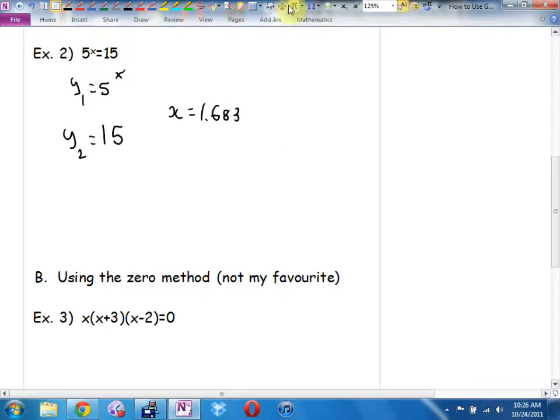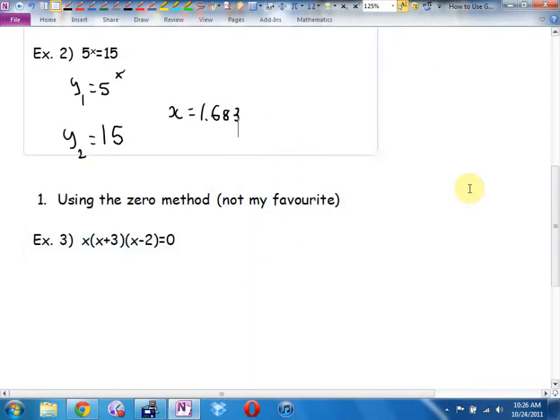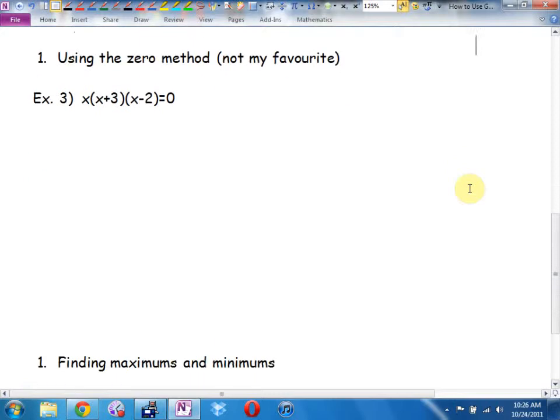There's a second method that you can use to solve an equation, and it's called the zero method, but it is not my favorite. It's tedious. In fact, whoever wrote the software for this, it's not good software. But okay.